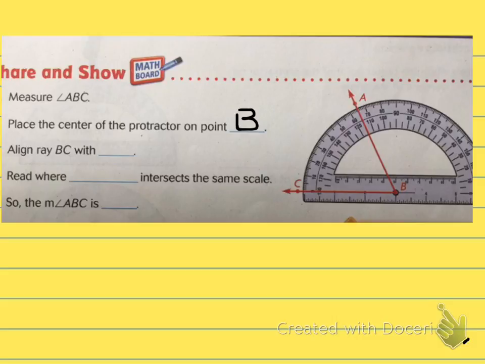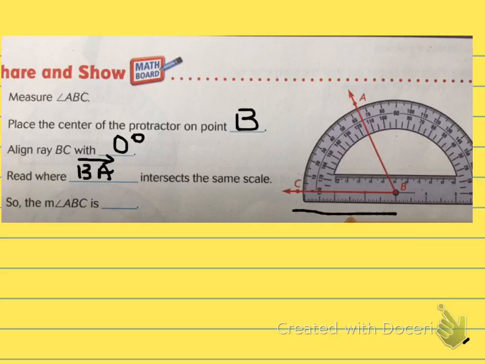We're going to go ahead and align the ray BC with 0 degrees. And we're going to find that on the straight edge of our protractor. Now we're going to read where the ray BA intersects with the same scale.